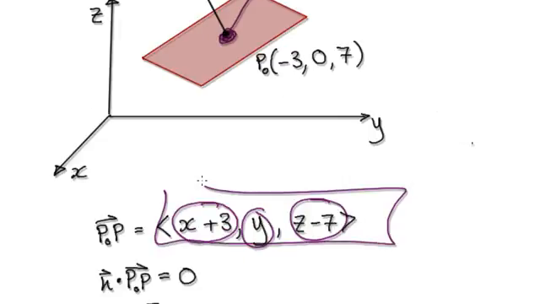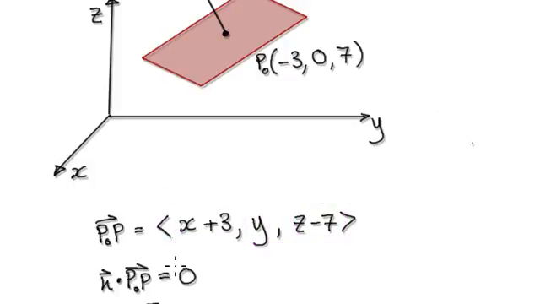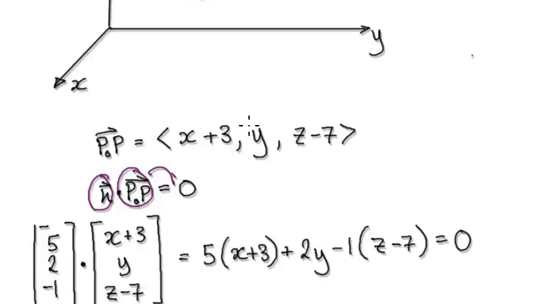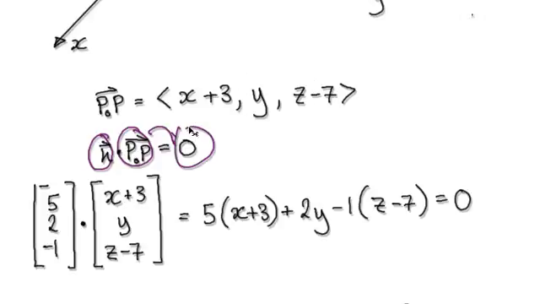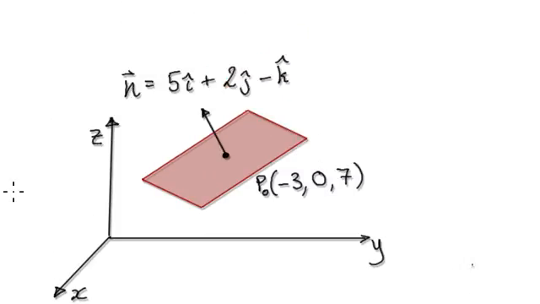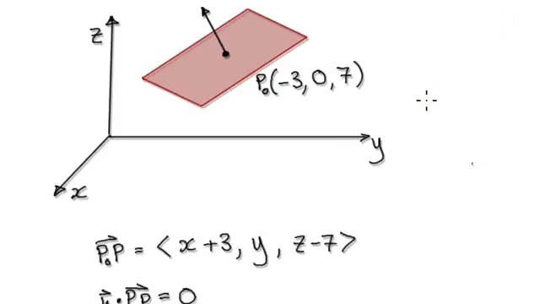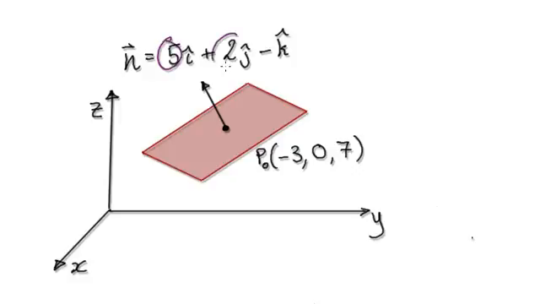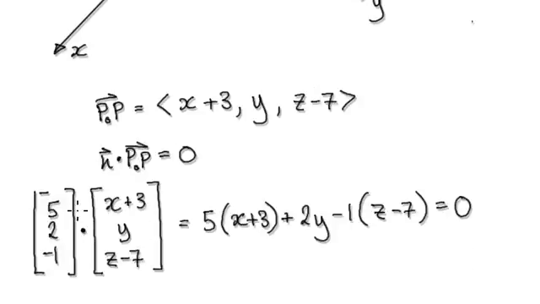Then, in order to describe our plane, we need to demand that the dot product of the normal vector and this vector be 0. So we demand the dot product of this vector and this vector to be 0. Remember, the normal vector is 5, 2, -1. Normally we would write vectors like this, but I'm deciding to write it like this. So it's 5, 2, -1, and we're taking the dot product.